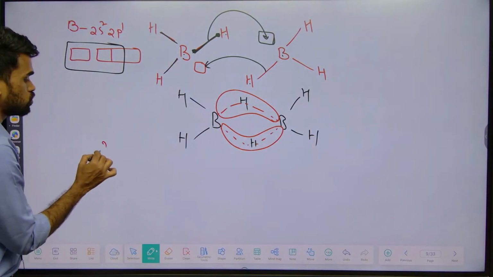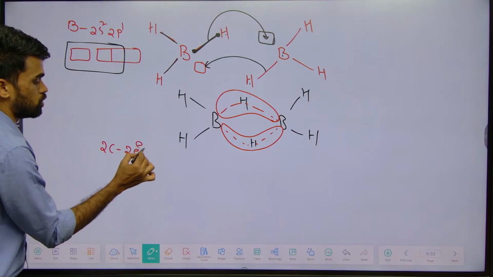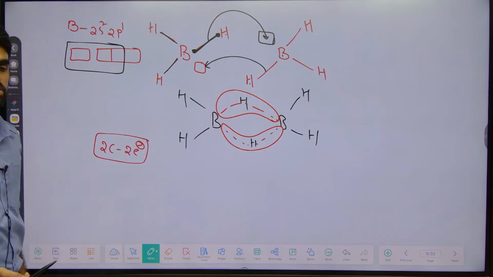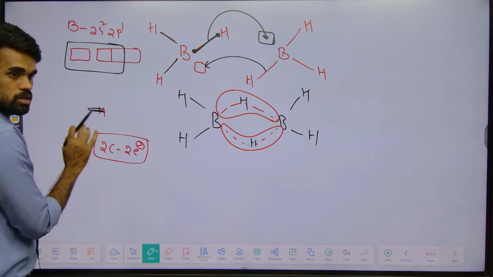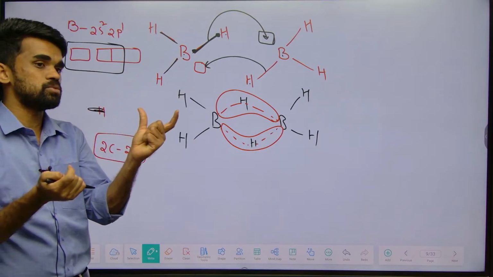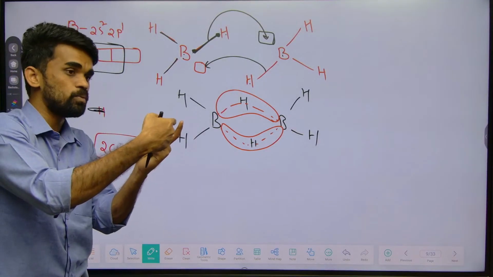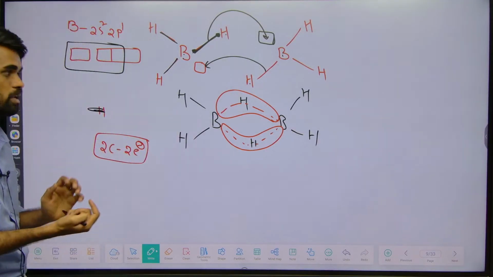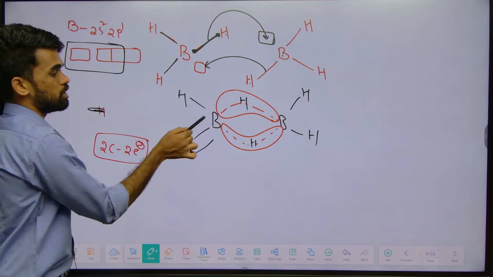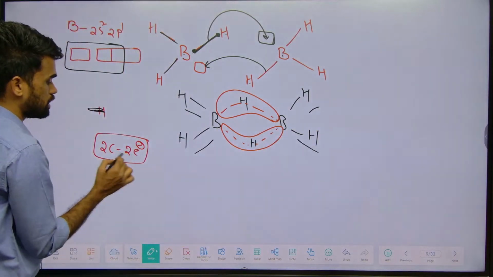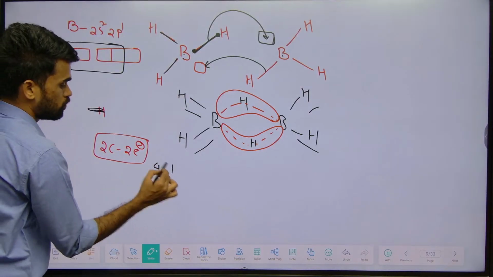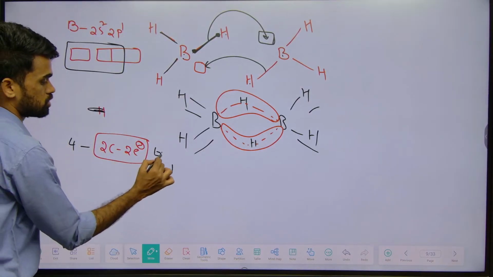Okay. Now the question will be, how many 2-center 2-electron bonds are there? What I am saying? 2-center 2-electron bonds. 2 centers means 2 atoms and 2 electrons. Between 2 atoms, a bond contains how many electrons? 2. Like that, how many bonds are there? All these terminal BH bonds are 2-center 2-electron bonds. How many are there like that? 4.